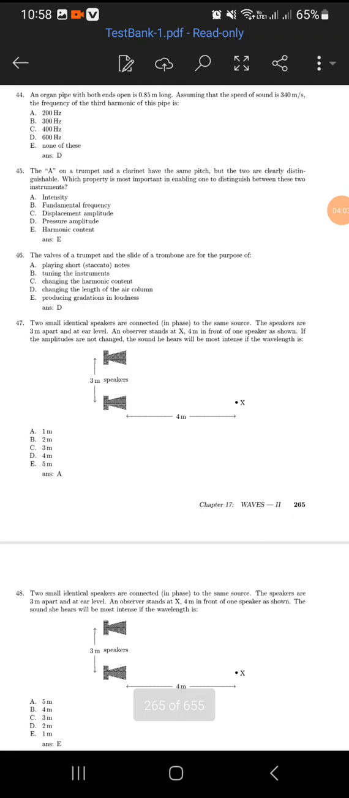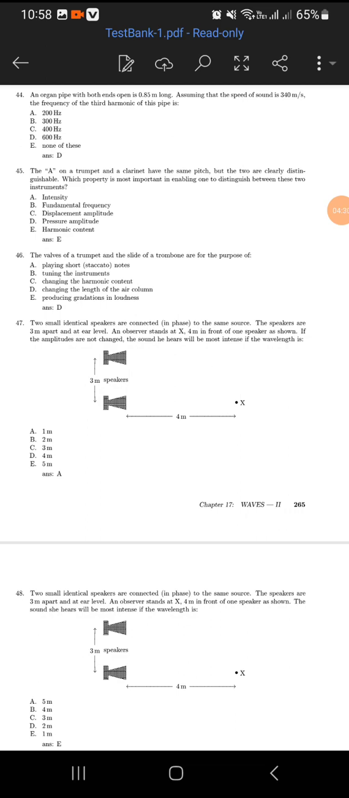So a pipe with both ends open is 0.85 meters long. Assuming that the speed of sound is 340 meters per second, the frequency of the third harmonic of this pipe is 600 hertz.